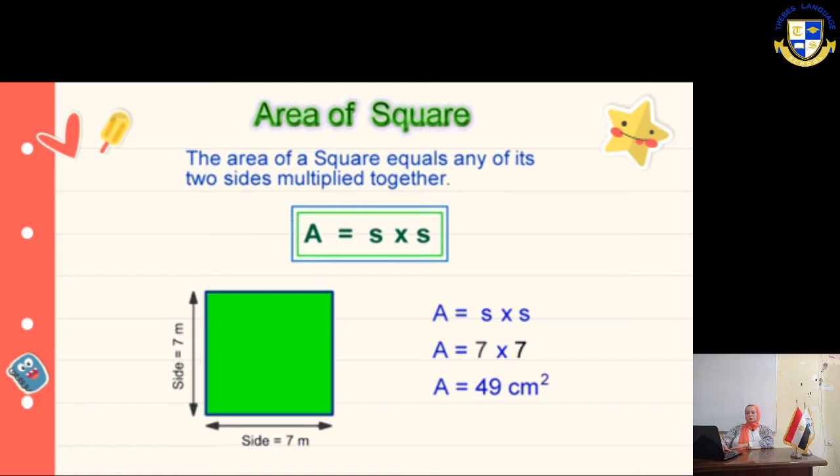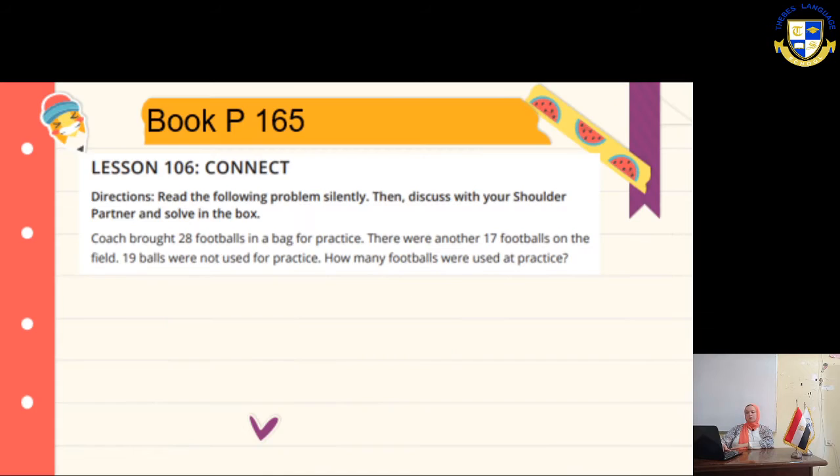Now we are going to open the book, page 165, and solve it. Read the following problem silently, then discuss with your shoulder partner and solve in the box. Coach brought 28 footballs in a bag for practice. There were another 17 footballs on the field. 19 balls were not used for practice. How many footballs were used at practice?